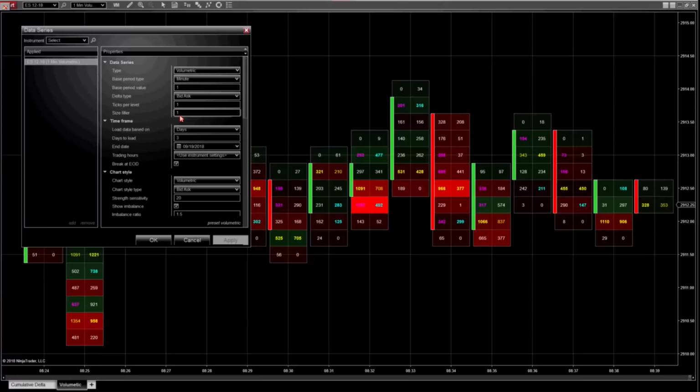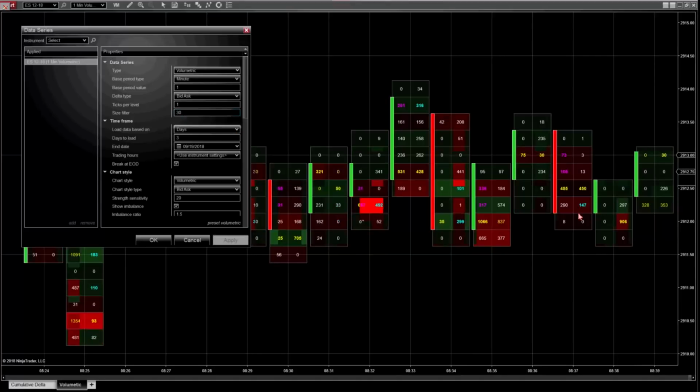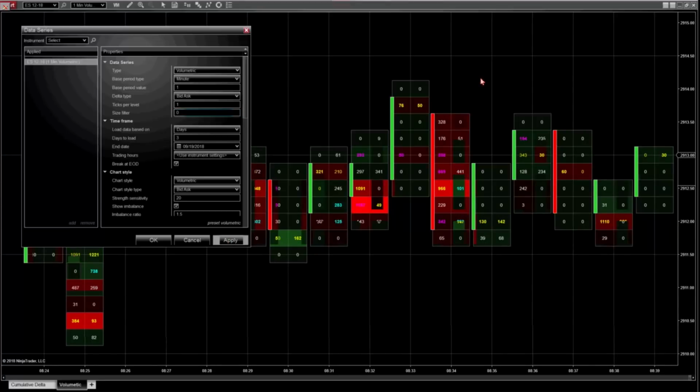The size filter setting works similar to the related cumulative delta indicator setting and will only include trades greater than or equal to the defined volume. So we could set the volumetric bars to include data for trades above a certain volume threshold. I'm going to set this to a value of 30. And you'll see that any trades that are below 30 have been removed from the volumetric bars. If I set that back down to 0, then all trades will be included in the volumetric bars.